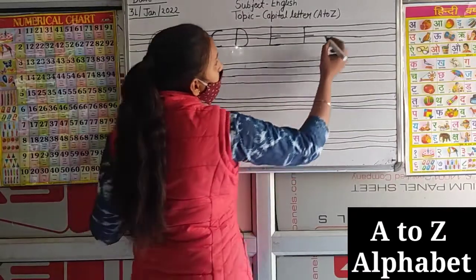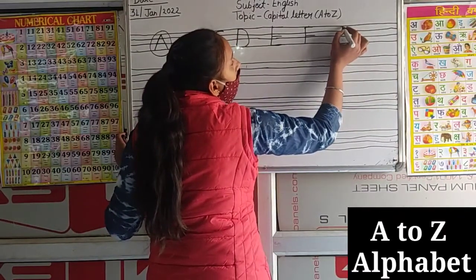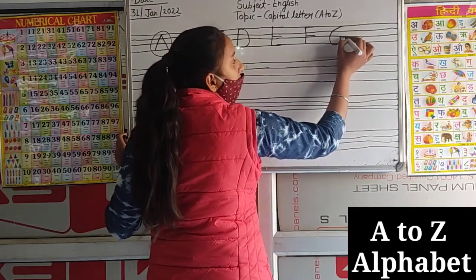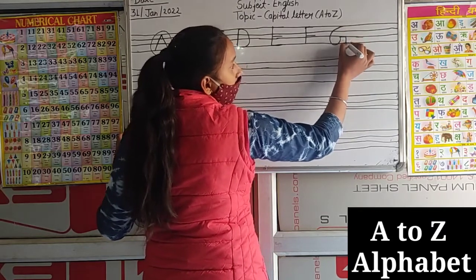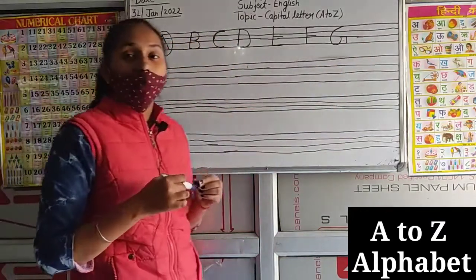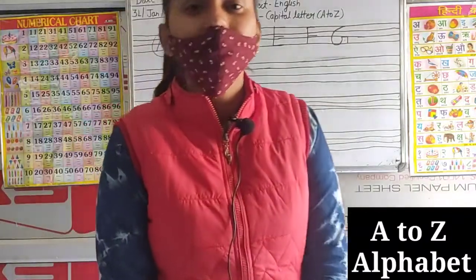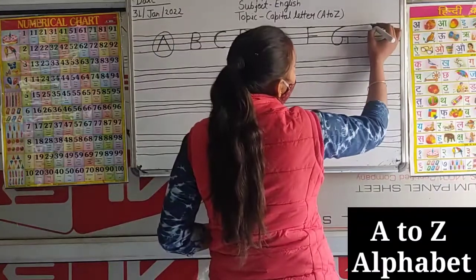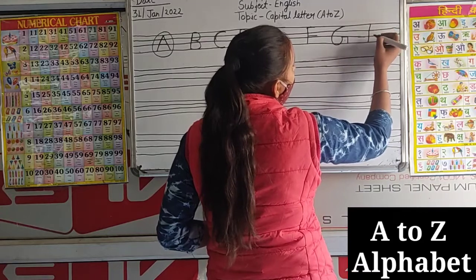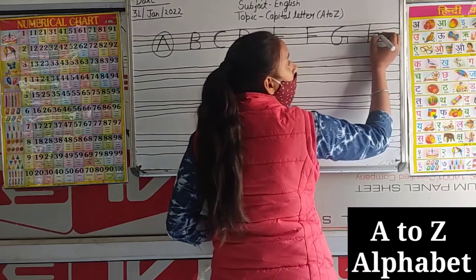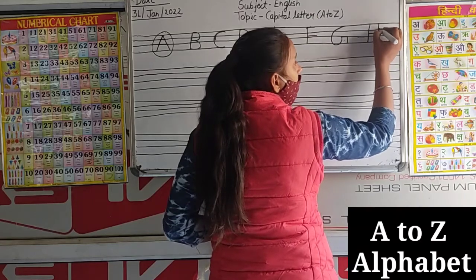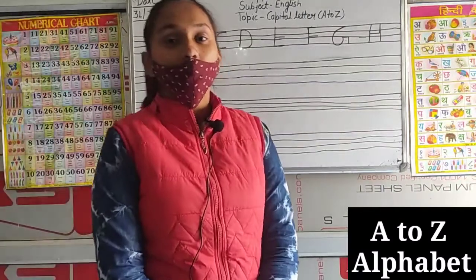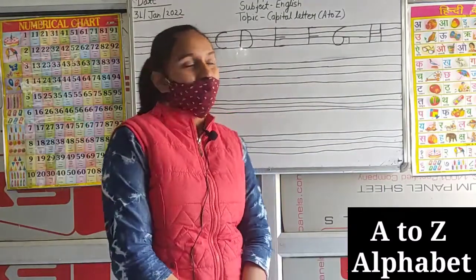And the next letter is G. One curved line and turn, then one standing line in half. G. G for goat. And the next letter is H. One standing line and one sleeping line in the middle and one standing line at the end. H. H for horse.